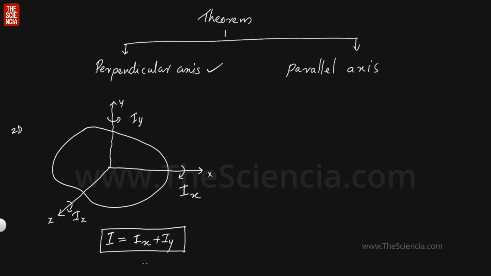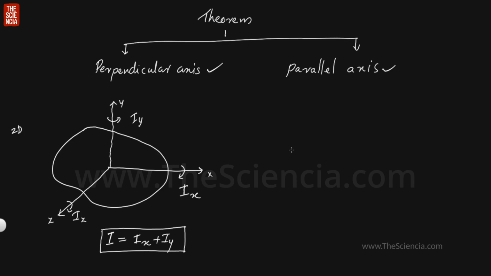The other one is the parallel axis theorem. The definition is like this. The moment of inertia of a body about any axis is equal to the sum of the moment of inertia about a parallel axis through its center of mass and the product of the mass of the body and the square of the distance between the two axes. Again, I know you didn't understand anything. Don't worry, I am here.